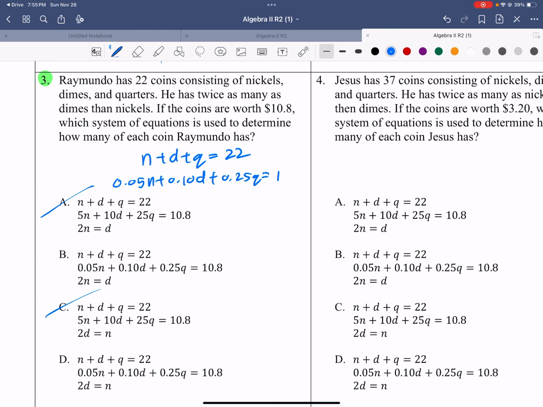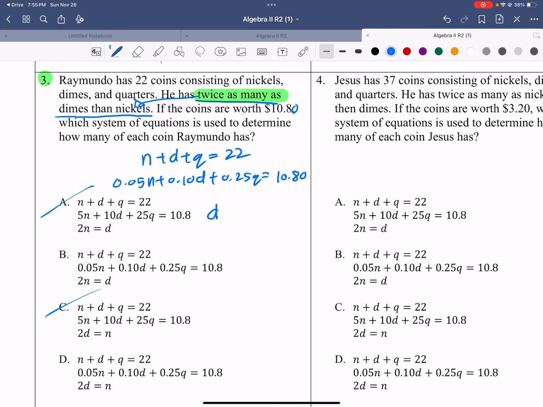How much is it? $10.80. Like I just put 8, but there's a 0. And he has twice as many dimes as nickels. And remember, I told you whenever you see the word than or as and as, this twice will not go to dime, but this will go to nickels.